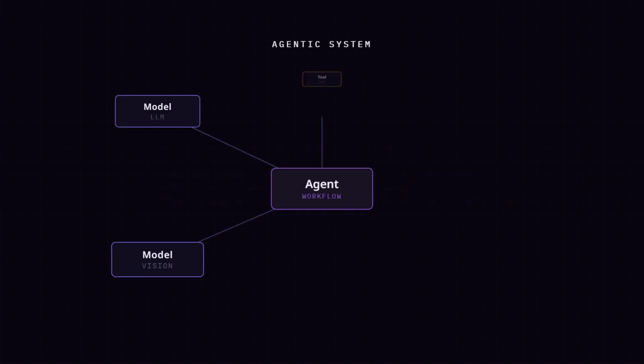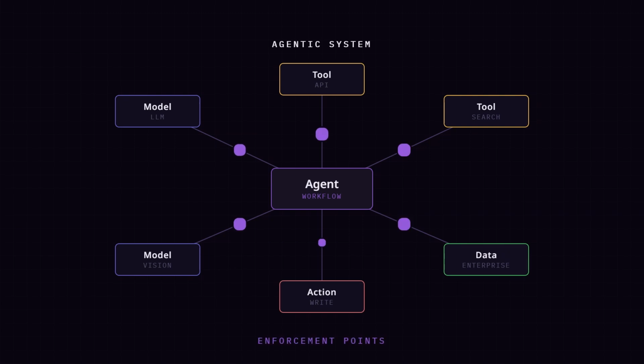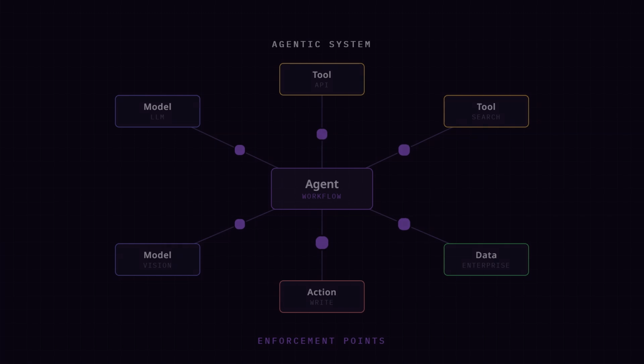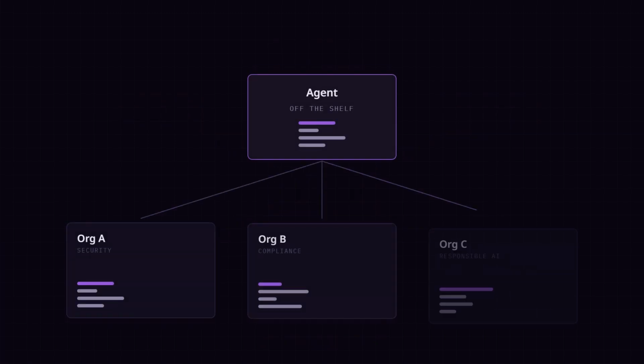With traditional LLM applications, we're mostly concerned with how a model interacts with a user. But with agentic AI, things get more complex. An agent may use multiple models, call different tools, access enterprise data, and take multiple actions to complete a workflow. That means there are many more points where we need to enforce rules. And these rules can vary from one organization to another.